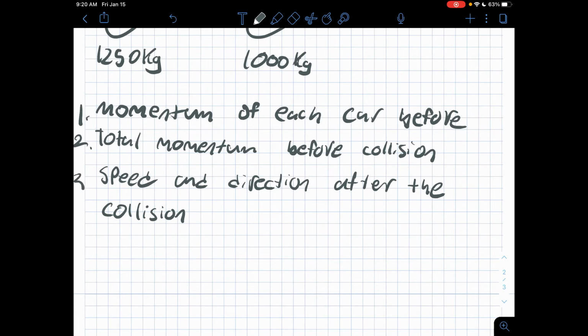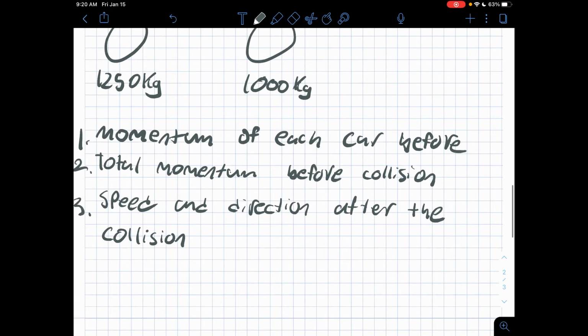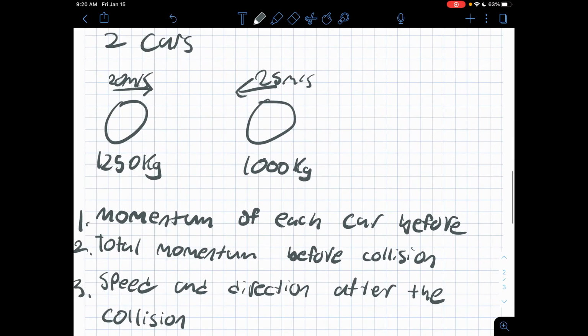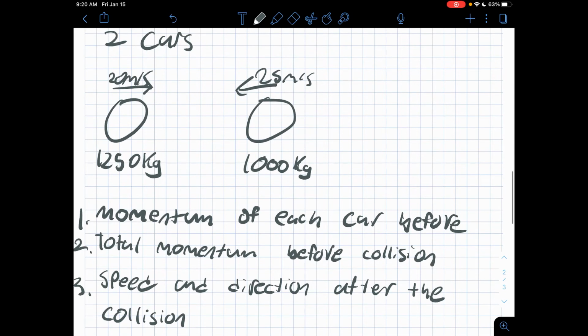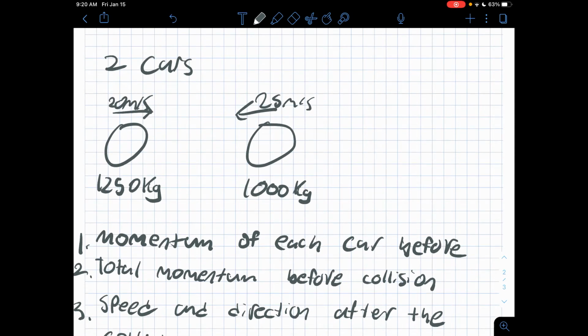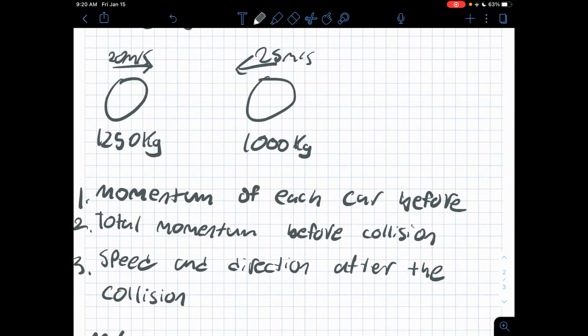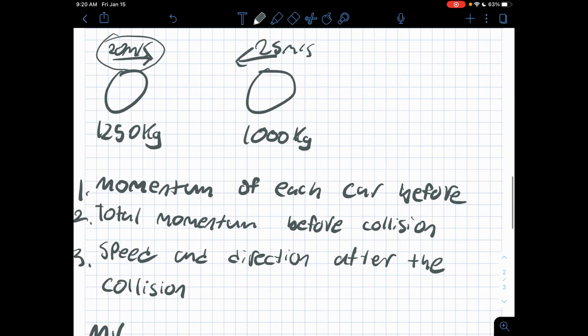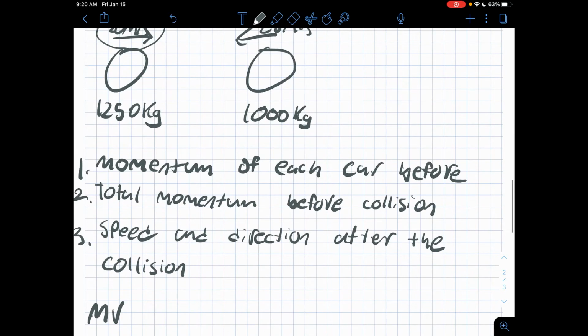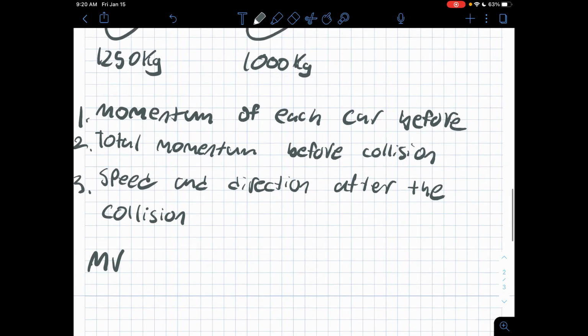So first, we want to determine the momentum of each car before. And that is pretty simple. We know the formula for momentum is mv. And then we can simply take the numbers and plug them in. You want to be consistent with the direction. If we treat the car going right, this one here, as positive, then we have to treat this one as negative.